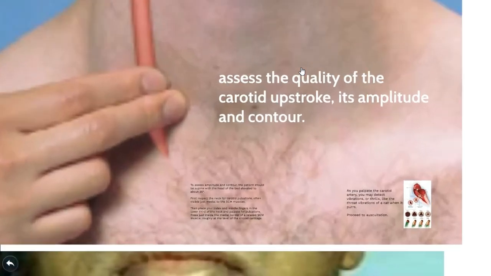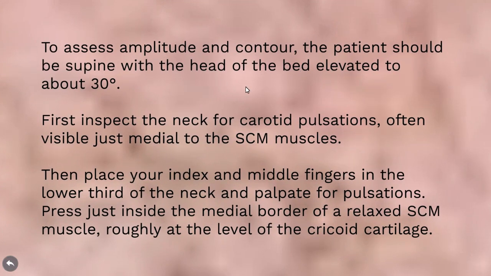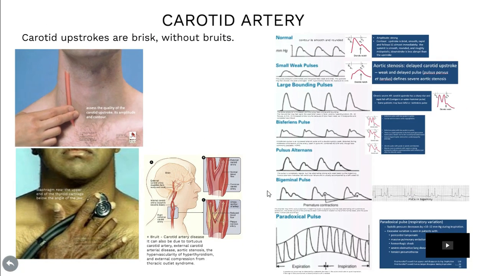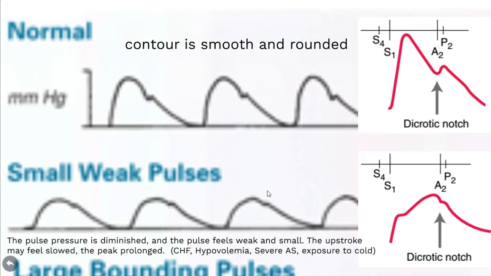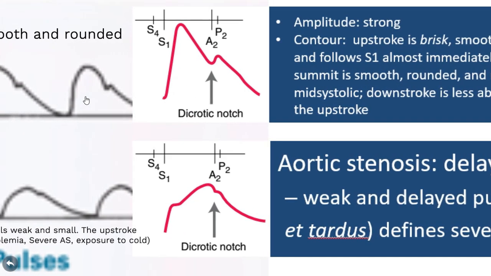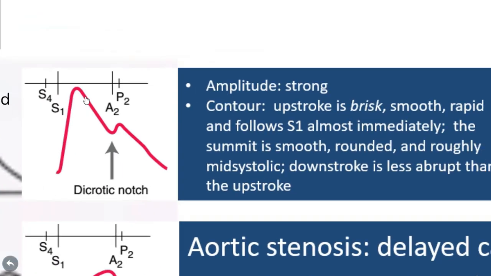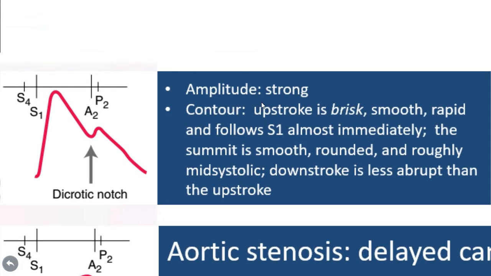Okay, so for the quality, you have to make sure the patient is in supine position, bed elevated at 30 degrees, and then note the carotid pulsation. You can use the index or middle finger or the thumb. This is the normal contour, which should be smooth and round. Usually the peak pulse pressure is about 45 to 50 millimeters mercury. Amplitude is strong, contour brisk, and then usually it follows S1 almost immediately.